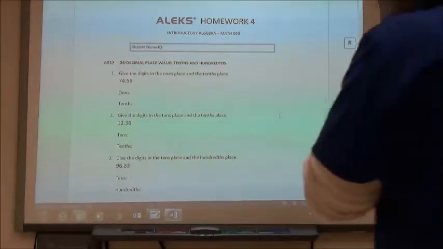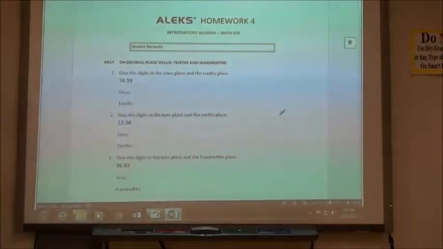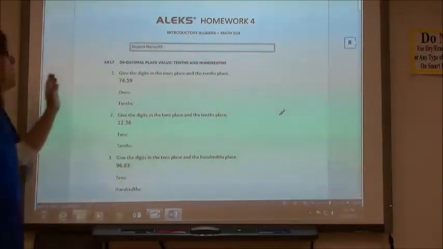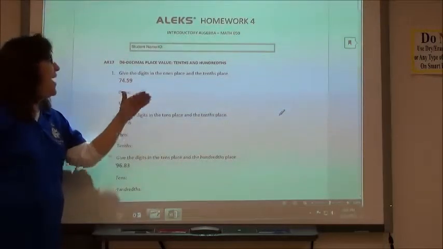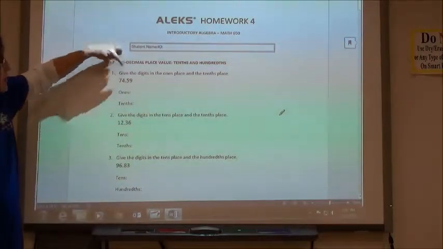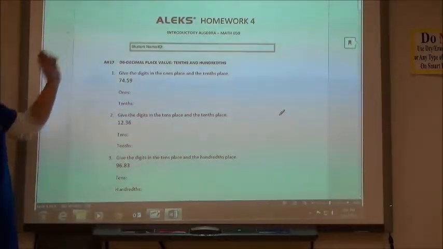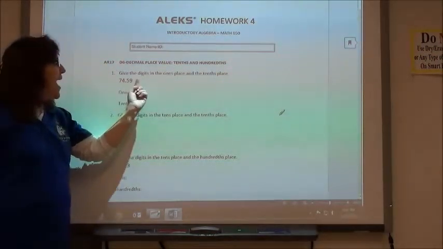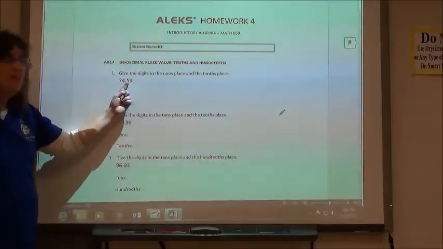All right, homework day 4, introductory algebra, starting out with decimal place values. On here, they're going to just have a couple numbers in front of the decimal and a couple behind. But when we do the ones in front of the decimal, we've got the ones, the tens, the next would be the hundreds. When you do the ones after the decimal, you don't have a ones place. It starts with the tenths place.